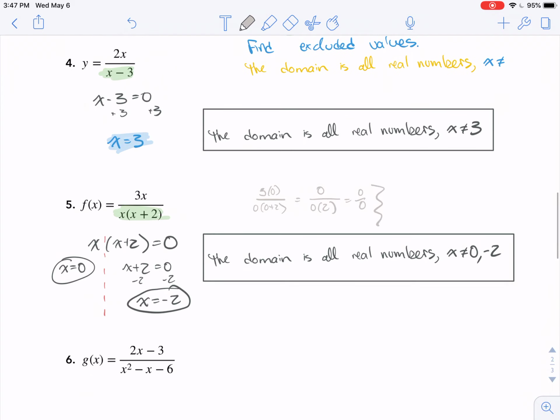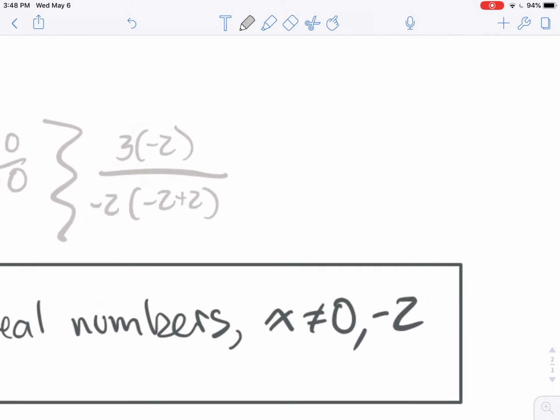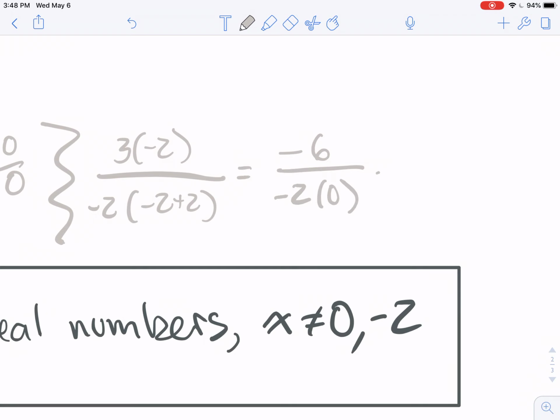What if x is negative 2? 3 times negative 2 divided by negative 2 times negative 2 plus 2. That's a lot of 2's. Who wrote this question? Oh, I did. So we have negative 6 divided by negative 2 times 0. So we have negative 6 divided by 0. Can't do that. Undefined. Not going to work.